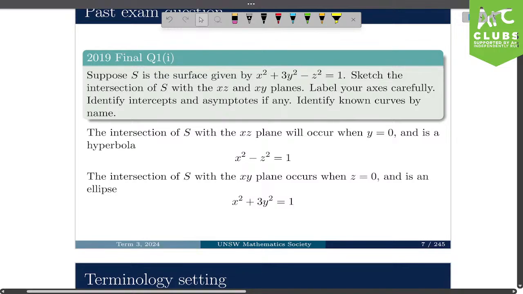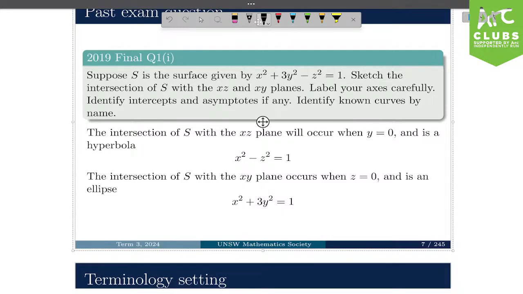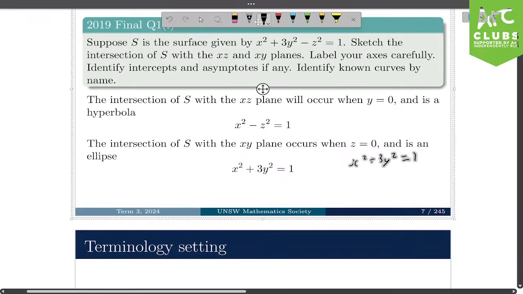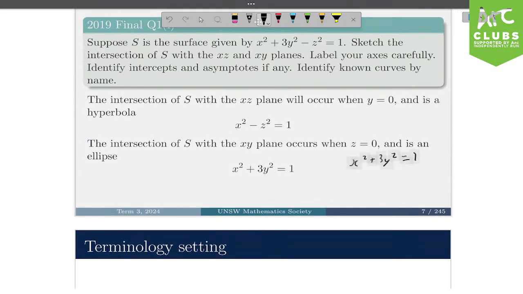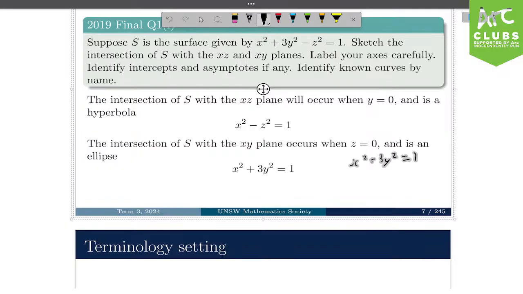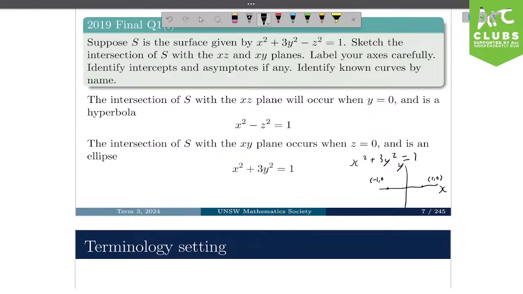And then the intersection of S with the xy plane occurs when z equals 0. So in this case, we end up getting an equation of the form x squared plus 3y squared equals 1, which is actually an ellipse. So if we were to just plot it here, on x, y, we'd have x-intercepts at 1 and -1, and then y-intercepts at 1 on root 3 and -1 on root 3. I apologize for my poor handwriting.